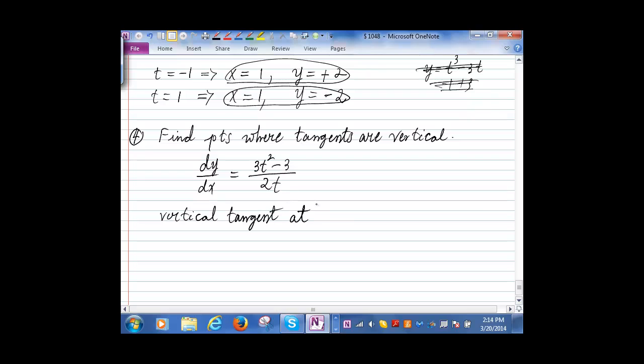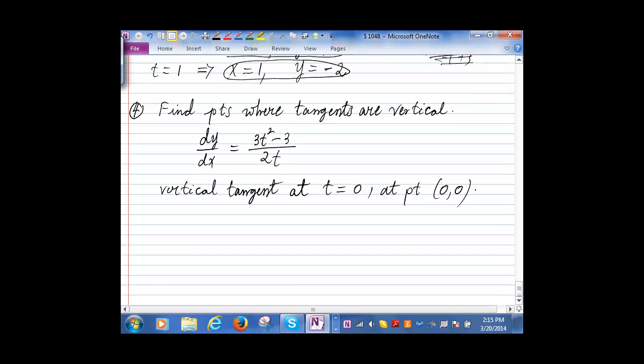at t equals 0, which means in that case, what is the x and y? X and y was 0, 0, right? 0, 0. Okay, so we know where the tangents are horizontal, the tangents are vertical.